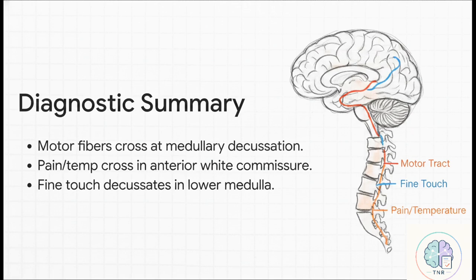Because the primary motor tract crosses high up in the medulla, a lesion in the spinal cord causes weakness on the same side. If they lose fine touch or proprioception, that tract also doesn't cross until the medulla, so the deficit is on the same side. But if they lose pain and temp sensation, remember that tract crosses instantly in the spinal cord. Therefore, the lesion is on the opposite side of the symptom. By combining that logic with your dermatome map, you've essentially mastered the cartography of the spinal cord.